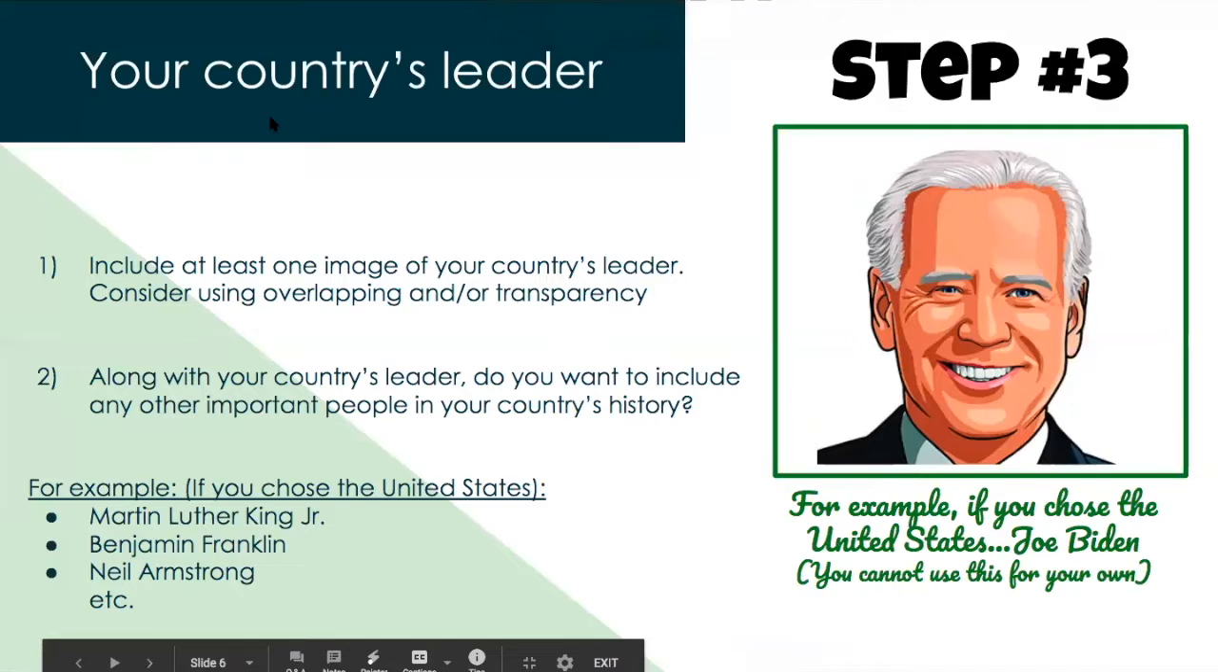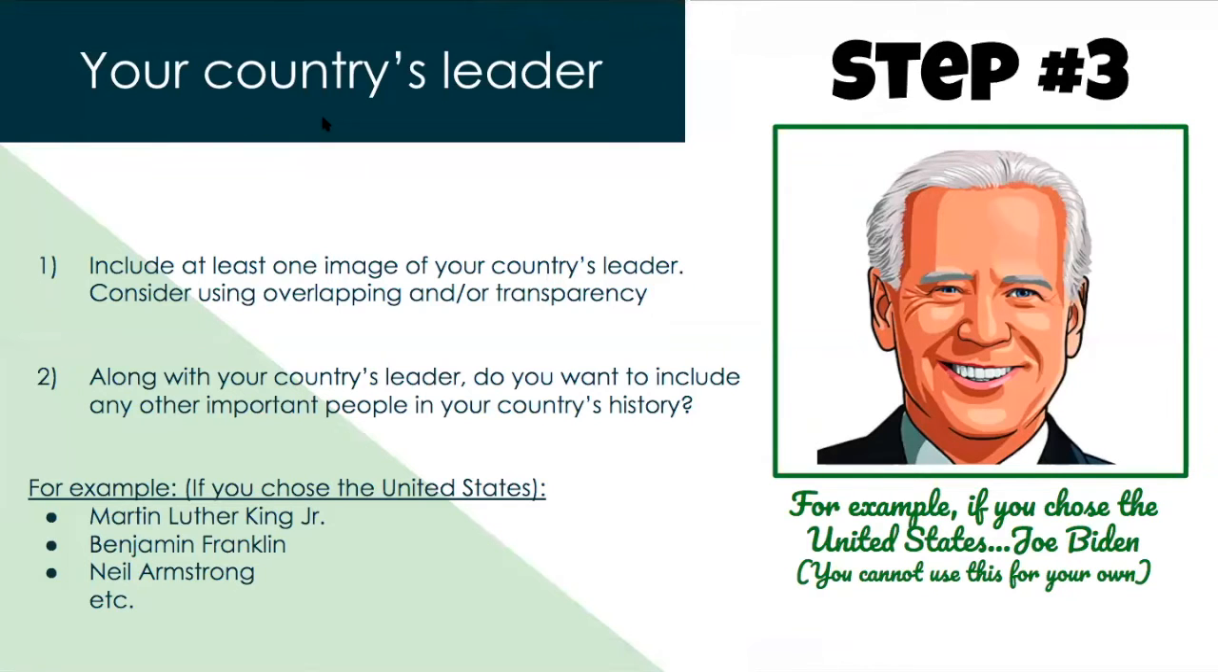Step 3 is to include your country's leader somewhere on your bill. You have to include at least one image of your country's leader. Consider using overlapping and consider using transparency. Along with your country's leader, would you like to include another important person in your country's history?